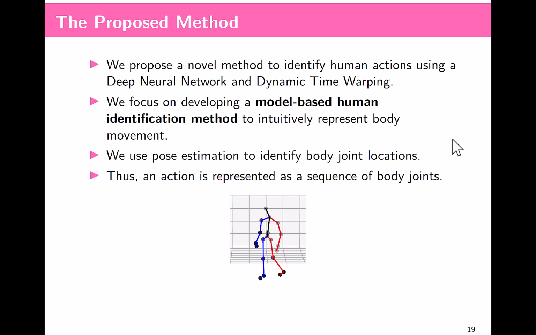The proposed method. We propose a novel method to identify human action using a deep neural network and dynamic time warping. We focus on developing a model-based human identification method, which means that we transform images so that the body has a structure, has a model, to intuitively represent body movement. We use pose estimation to identify body joint locations. Thus, an action is represented as a sequence of body joints.